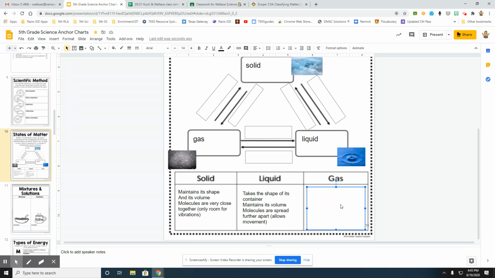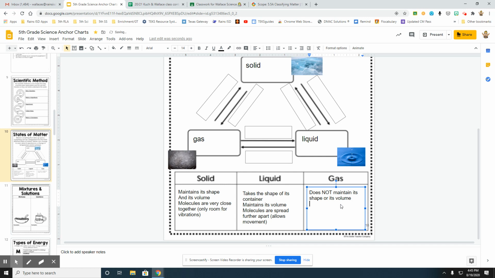Now, it's different than a solid and a liquid in that it does not maintain its shape. It's going everywhere. It's bouncing off the walls in your room. It's bouncing off the walls of your house. So it does not maintain its shape or its volume, right? It's going to go in every little tiny crack that it can find. It's going to try to fill it up.